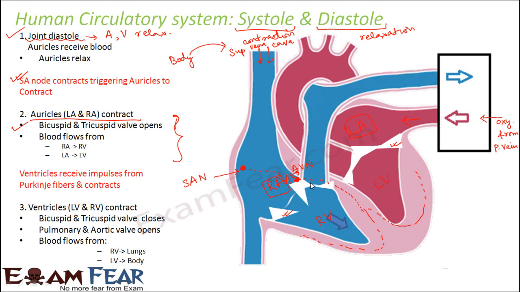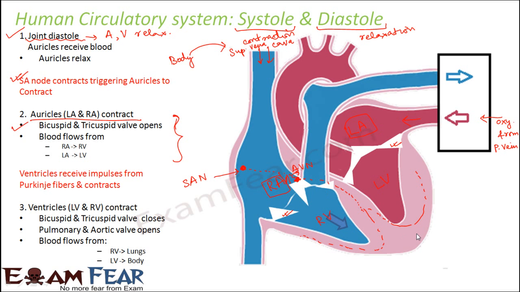reasons. One reason is that the impulse generated by the SA node contracts the auricles, because of which blood tends to flow. The second reason is that the valves open, the bicuspid and tricuspid valve opens, because of which it tends to flow. So the flow of blood into the ventricles increases almost by 30% due to the generation of this impulse, because this is an additional thing, right? Because of this impulse, the auricles are contracting all the more. So there is more flow of blood from auricles to ventricles.